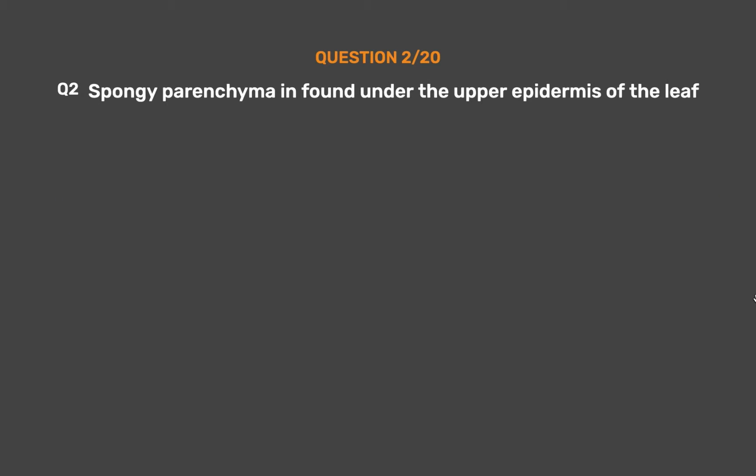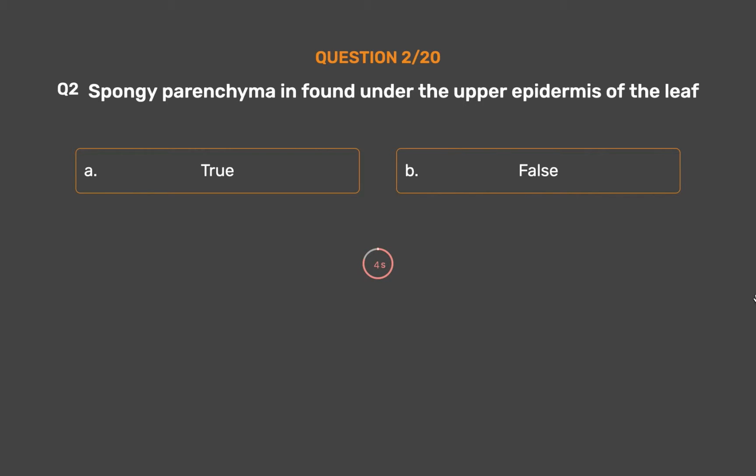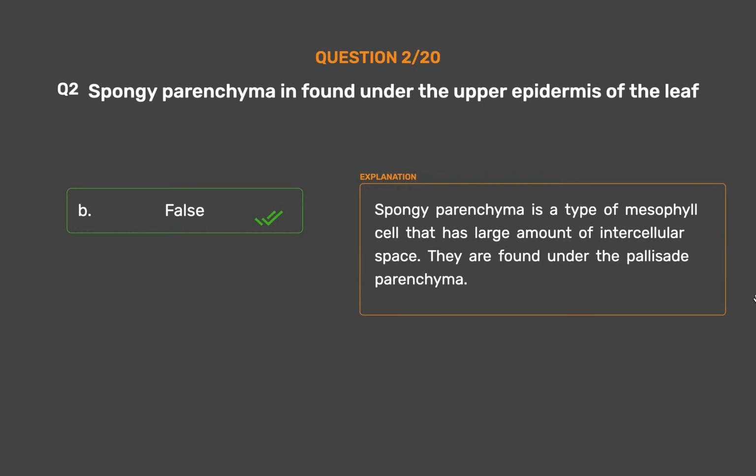Question number 2. Spongy parenchyma is found under the upper epidermis of the leaf. Option A. True. Option B. False. The correct answer is Option B. False. Spongy parenchyma is a type of mesophyll cell that has a large amount of intercellular space. They are found under the Collenchyma parenchyma.